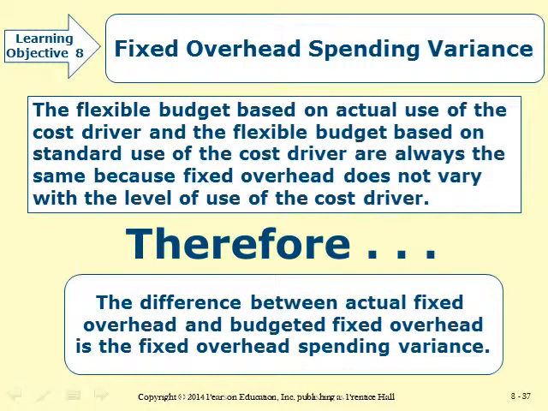So the flexible budget based on actual use of the cost driver and the flexible budget based on standard use of the cost driver are always the same because fixed overhead does not vary with the level of use of the cost driver. Therefore, the difference between actual fixed overhead and budgeted fixed overhead is the fixed overhead spending variance.